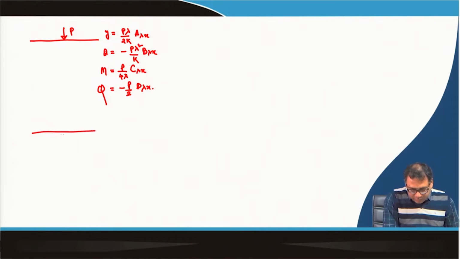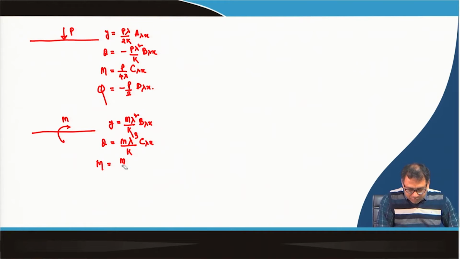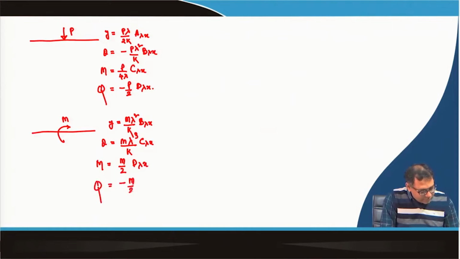Now, for a clockwise concentrated moment M, the expression of y is M lambda square by k B lambda x, then theta is equal to M lambda cube by k C lambda x, then moment is equal to M by 2 D lambda x, and shear force is equal to minus M lambda by 2 A lambda x.